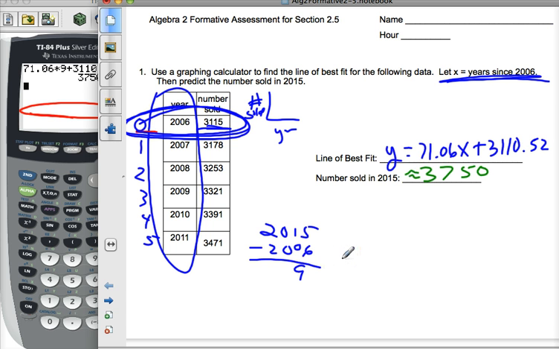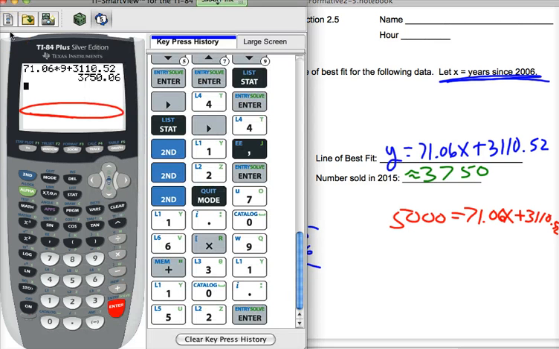What if I wanted to ask a question that went backwards? What if I wanted to say, when would you sell 5,000 based on this linear correlation, this line of best fit? Well, now I put 5,000 in for y, because that's the number sold, and I work backwards, so I'm going to have to subtract the 3,110 over, and then divide by 71.06. This is something that could happen on your test where you have to be able to work backwards.